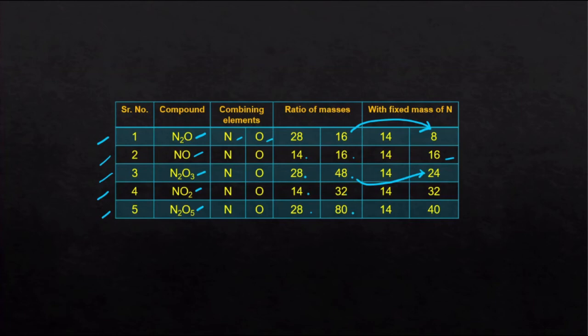For the fourth one, the mass of nitrogen is already 14, so there is no change in the mass of oxygen. For the fifth and final one, the mass of nitrogen is again 28, so the mass of oxygen is also going to be divided by 2 and the new quantity is 40. Now, if we look at this column, we have already fixed the mass of nitrogen, and that is 14. And this column is indicating the different masses of oxygen that are combining with a fixed mass of nitrogen.